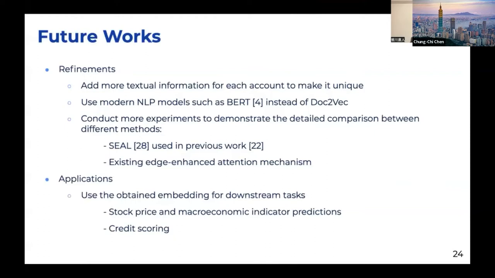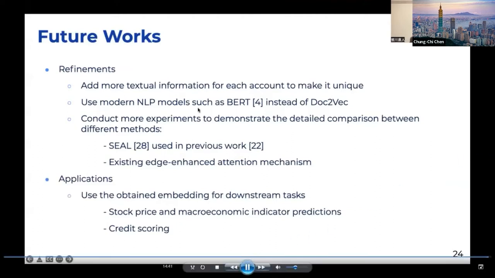And then we also consider applications to downstream tasks, such as stock price prediction, macroeconomic indicator prediction, and credit scoring. So here's the end of our presentation, and thank you very much for your attention.